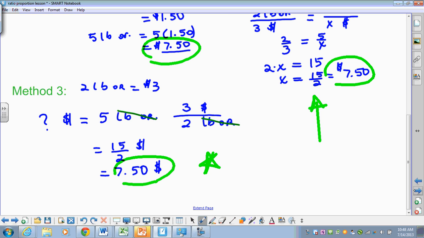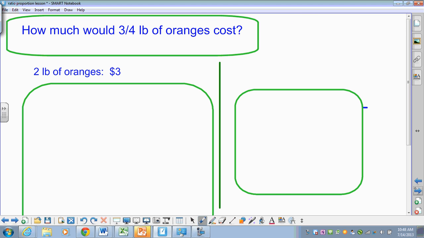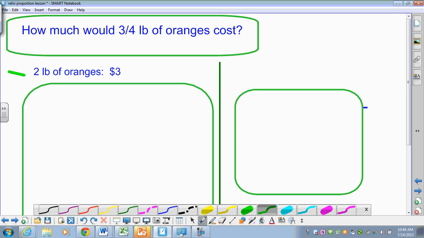Now let's do another example. Okay, so as promised, how much would 3/4 of a pound of oranges cost? So 3/4 pound of oranges. How can we determine the price for that? And once again, I copied down our basic given proportion. So 2 pounds of oranges equals $3. So now we want 3/4 pound of oranges.